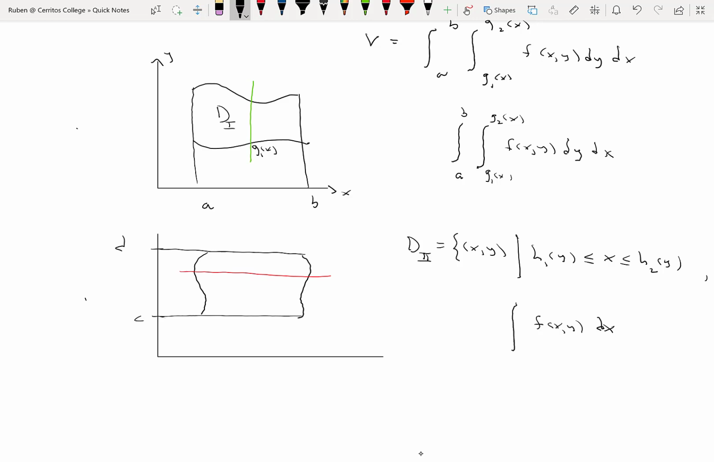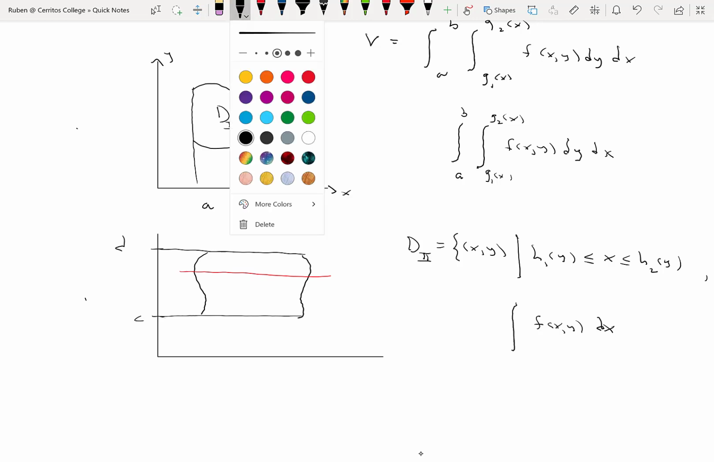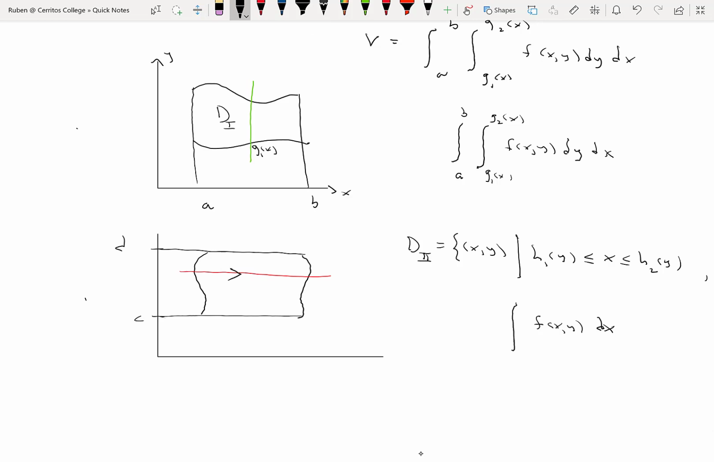So x varies from the first function that we hit as the line passes through from left to right. The line first hits h1 of y, then passes through the region at h2 of y. So the innermost limits of integration are functions of y. Then, just as before when we had the rectangle, we integrate finally between the extremes in the y direction of our region. y goes from c to d. Okay, and this is for a type 2 region.